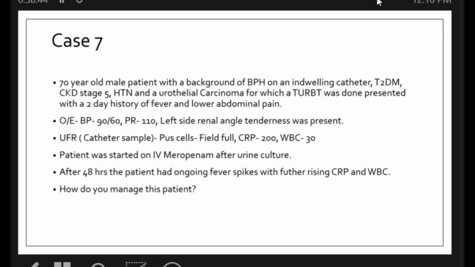So in our setup here, we have started colistin for this patient.